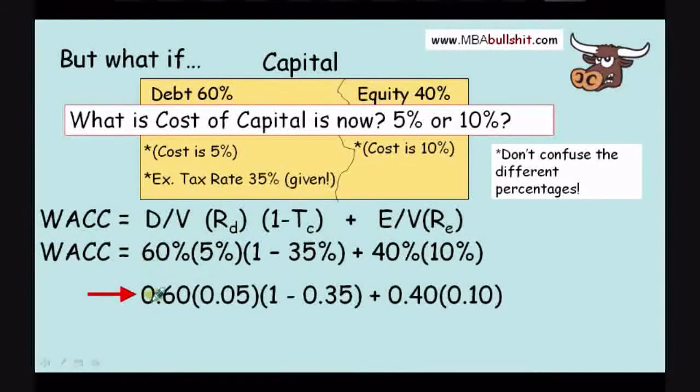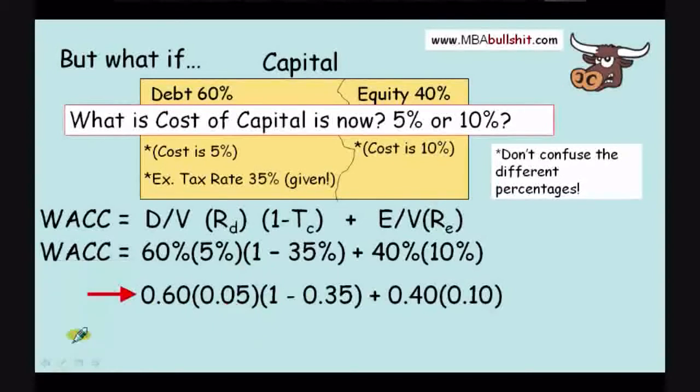Alright? So 60% is 0.60, 5% is 0.05, 35% is 0.35, and remember to add the 1 over here. It's 1 minus 35, and here it's 1 minus 0.35. And 40% is written as 0.40, and 10% is written as 0.10.